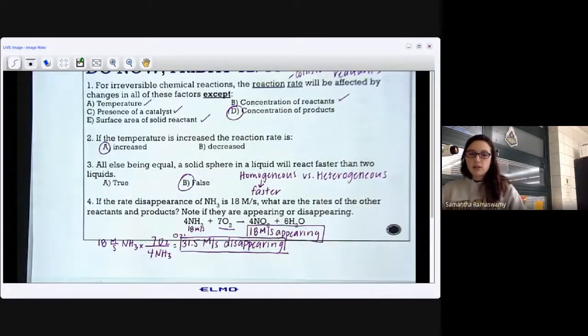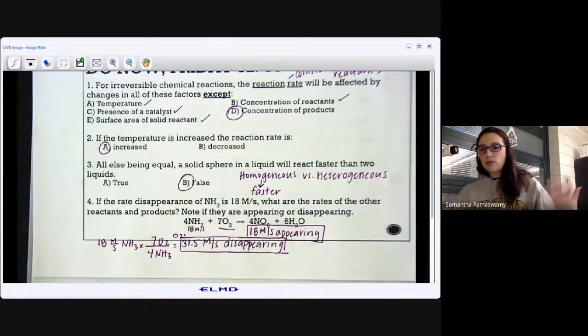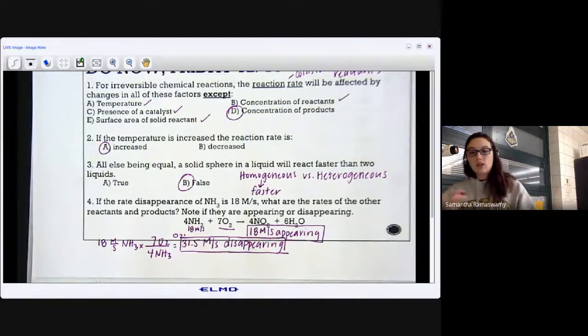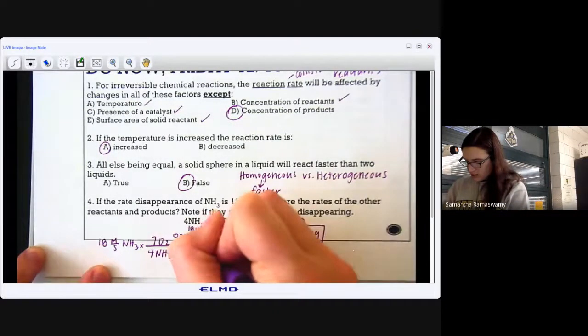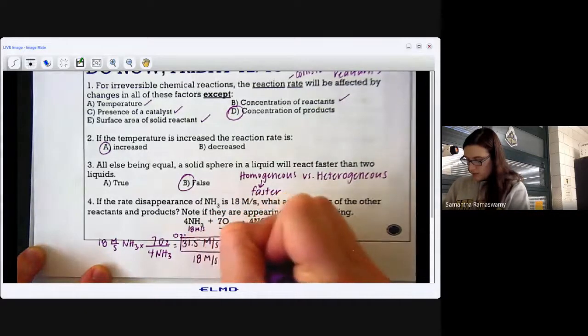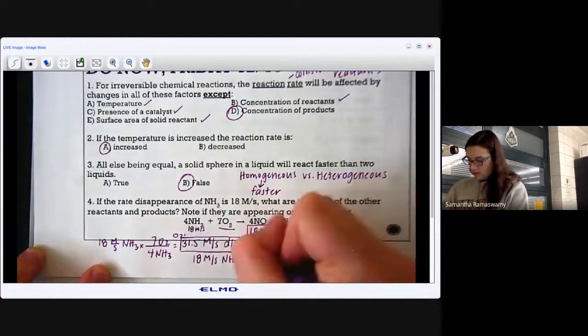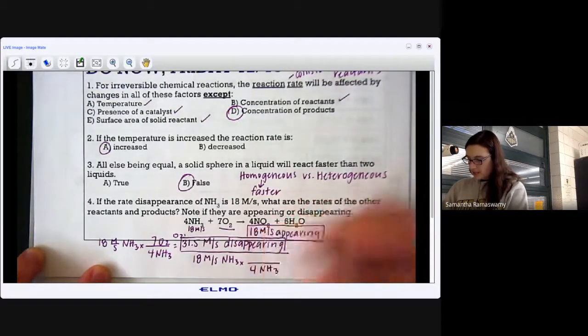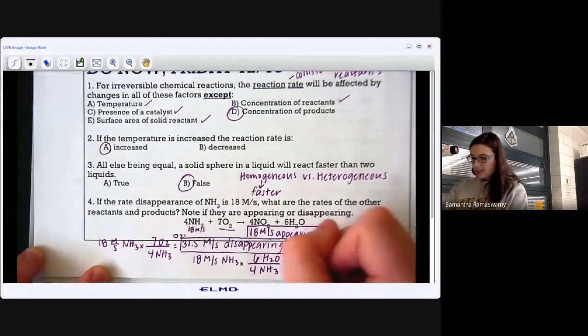Then I'm going to start with NH3, and you could really start with any of them. Now that we know O2 or NO2, to go to H2O, I'm just going to start with NH3 since they already gave that to us. So 18 molar per second of NH3. Again, I'm going to use the coefficient. For every 4 NH3 that reacts, we form 6 H2O.